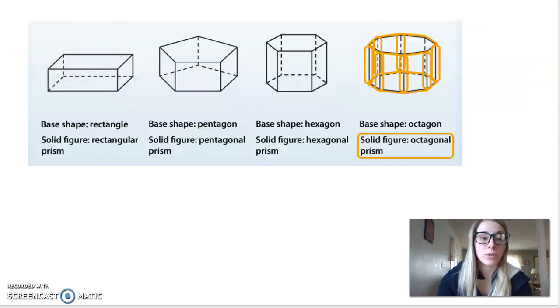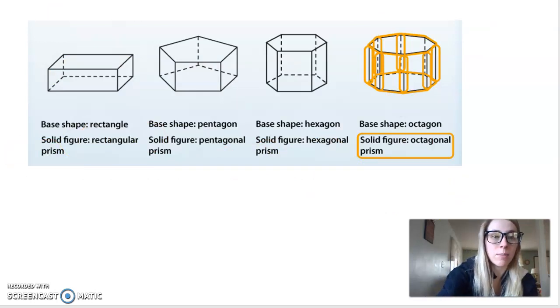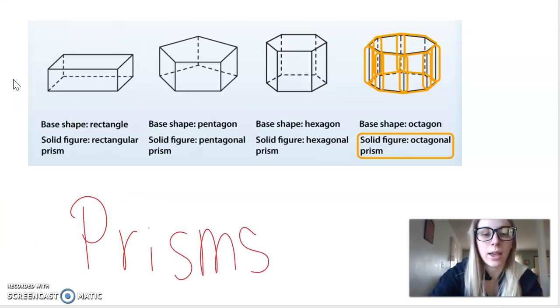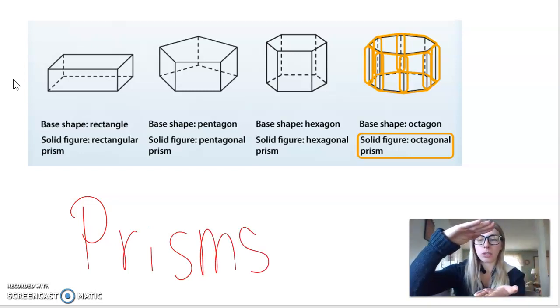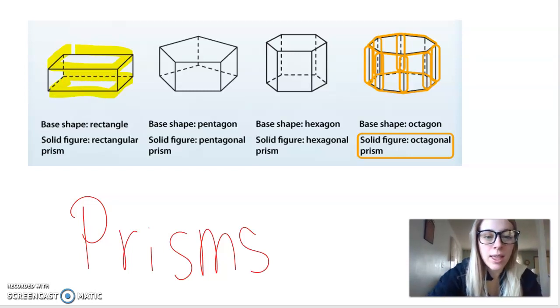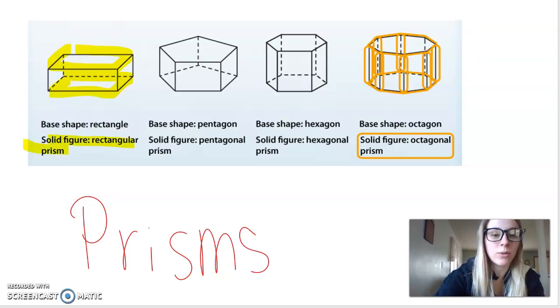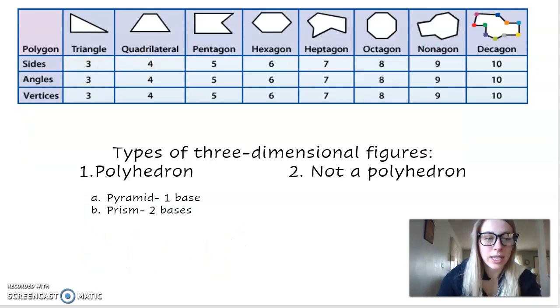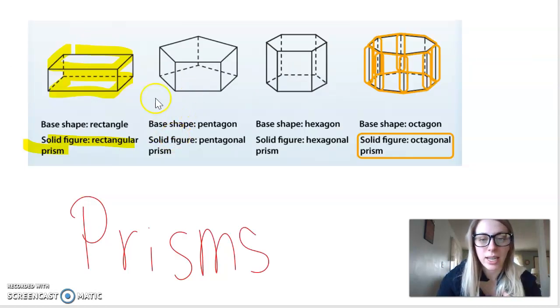Okay, so this first slide that I'm showing you here, these are all prisms. So I'll write that at the bottom here. These are all prisms. Now I'm going to explain to you why, okay? The reason that these are prisms is because it has a top and a bottom, almost like a sandwich we see here. So we have a top square and we have a bottom square, okay? That means that our solid figure is a rectangular prism because there's four sides and we see here that it is shaped as a rectangle, okay?